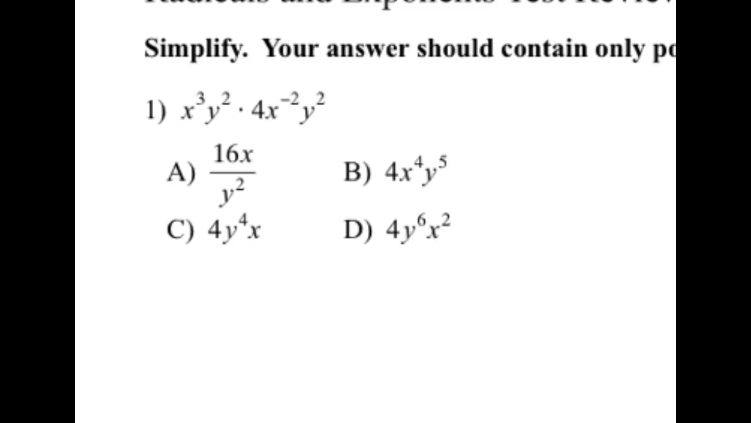So on the side here I have, first, 1 times 4 is 4. And I have x cubed and x to the negative 2. That's 3 plus negative 2. That equals positive 1. So I have x to the 1. And then y squared and y squared, that's 2 plus 2. So that's y to the 4th. And that looks like C, that one. So that's how you do this.